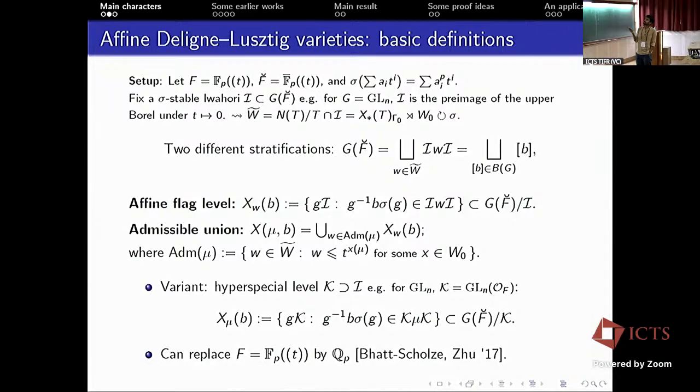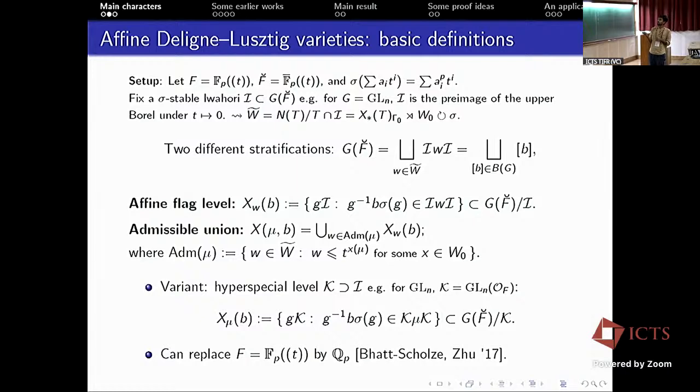The affine Deligne-Lusztig variety tries to understand the interaction between these two different decompositions. Both are stratifications because they also have the usual orders, and they are strong stratifications. So in the affine flag level, yes, B(G) is just the placeholder index set. So it's just the set of sigma conjugacy classes in G(F), which we are going to see soon what it is in more concrete terms, maybe.